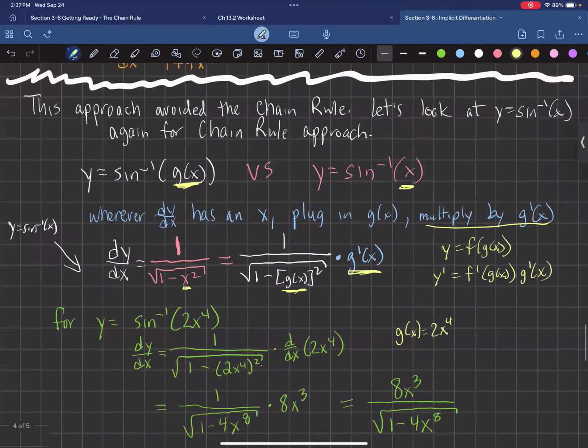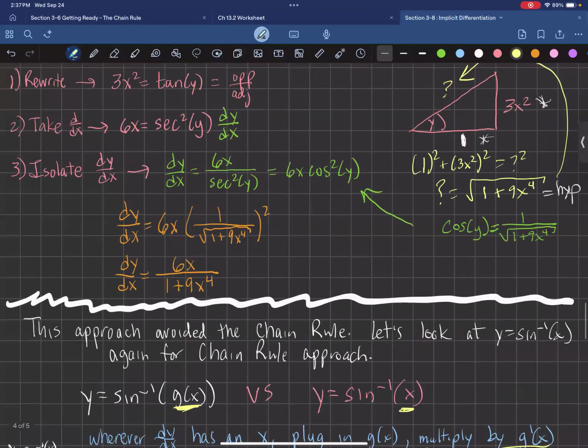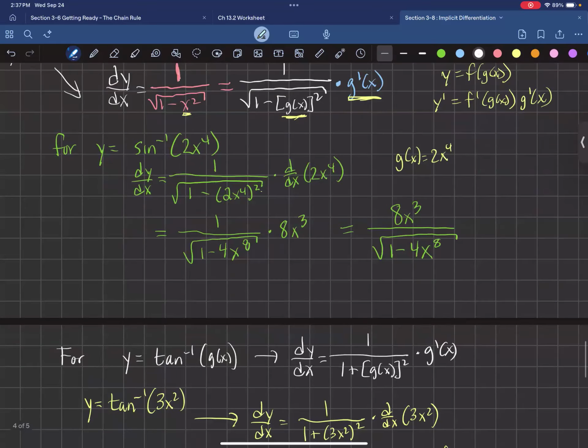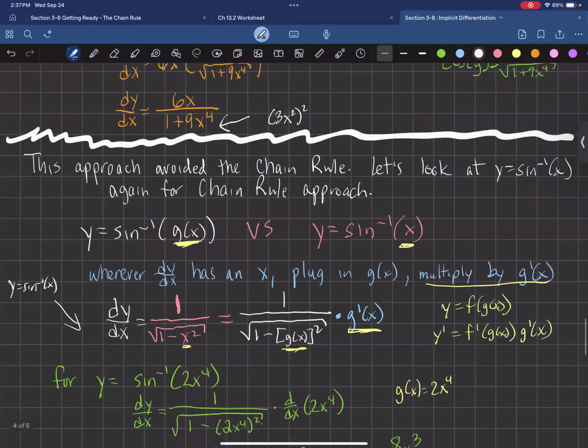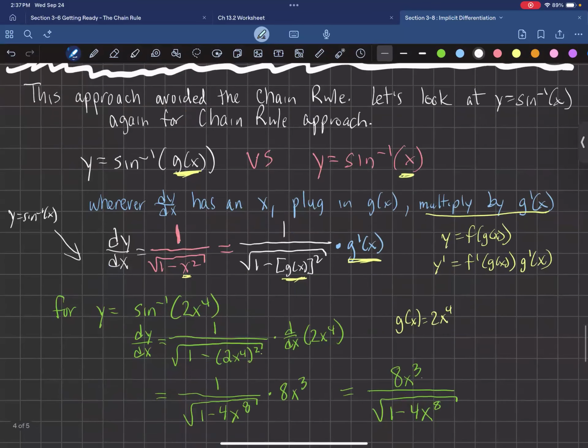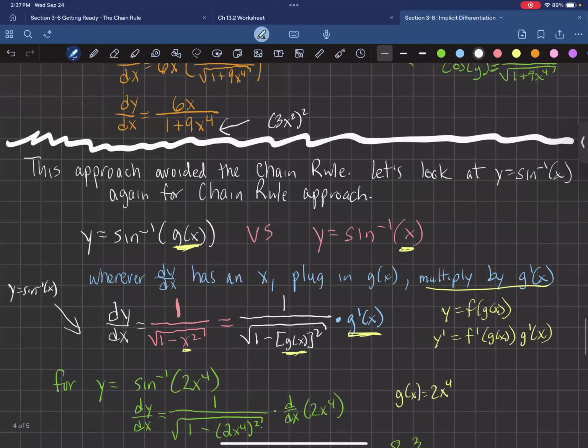How does this translate over to tangent? What we did up here, you'll notice this 9x to the 4th. We started off with 3x squared. 9x to the 4th is 3x squared squared. We'll see this down below when we're doing the tangent inverse. Up here we had 6x on top, and I had 8x cubed on top right here with my sine inverse. So that's probably coming from the chain rule.